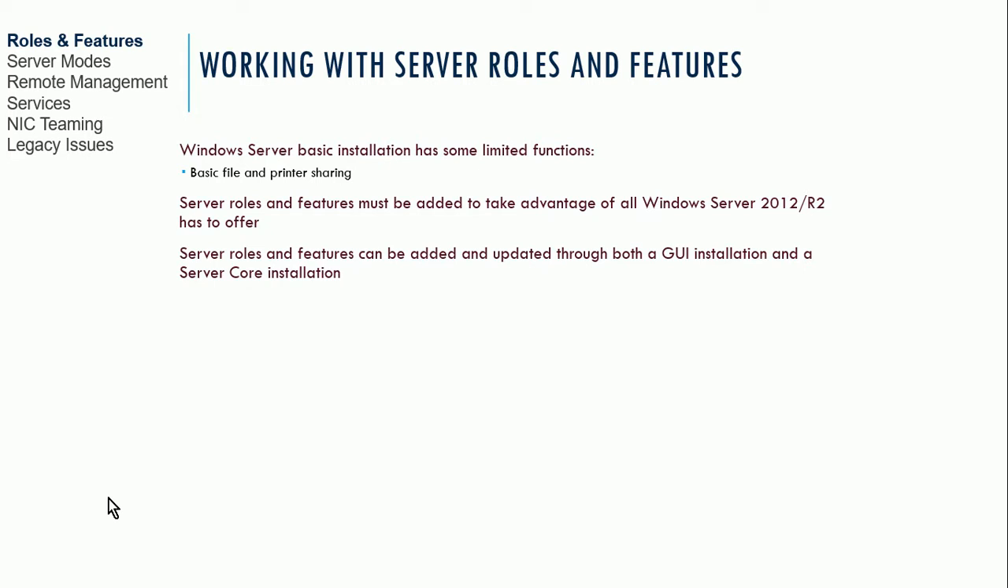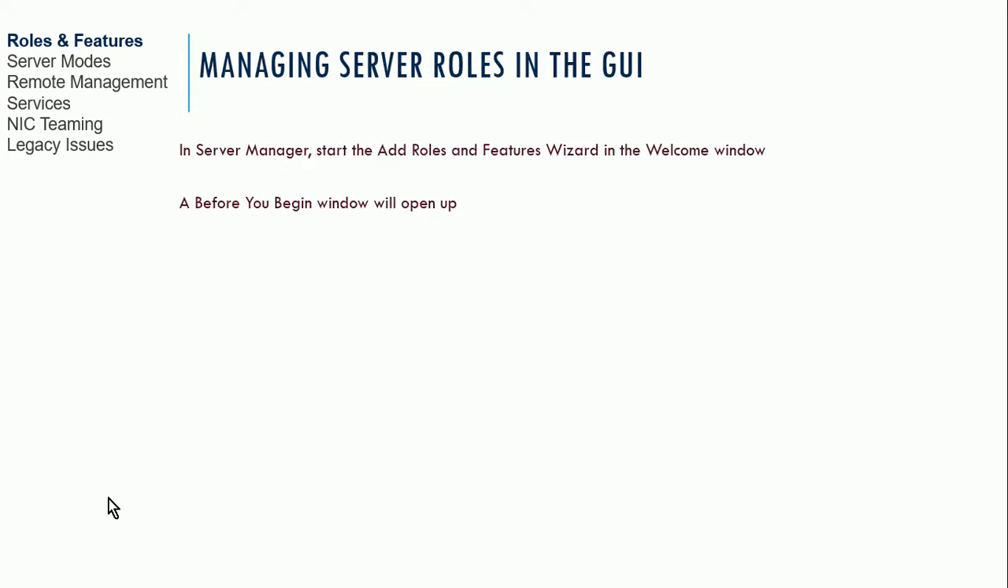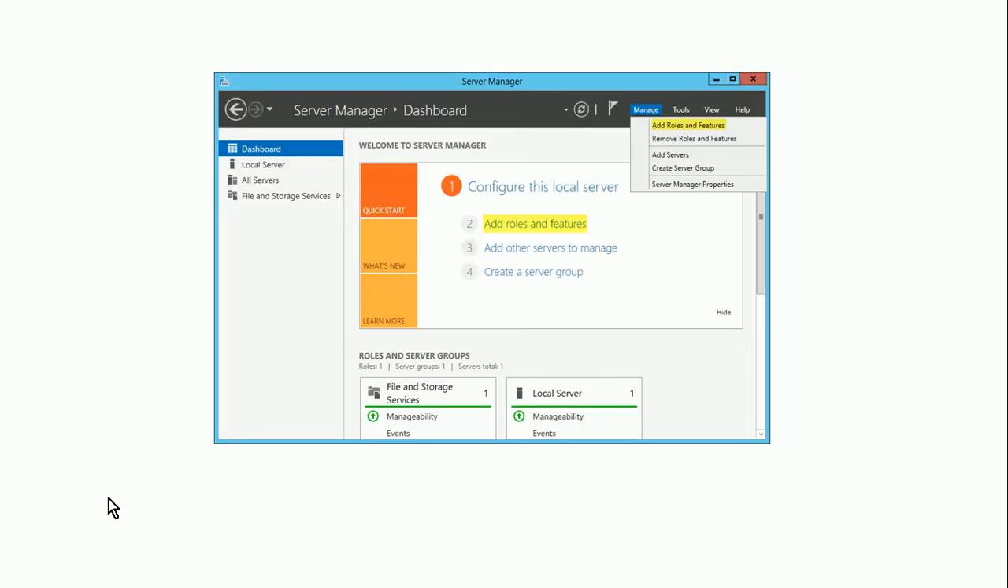So server roles and features can be added and updated through both the GUI installation and a Server Core installation, and I'll talk about how to do that later on. So in Server Manager, you're going to start the Add Roles and Features wizard in the Welcome window. So when you first start it up, you'll see that Welcome window. You could also click Manage, Add Roles and Features from the menu. And before you begin, a window is going to open up, which you can bypass later on by clicking a little button that says to bypass this in the future.